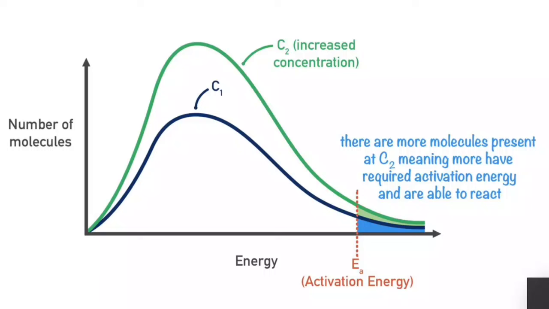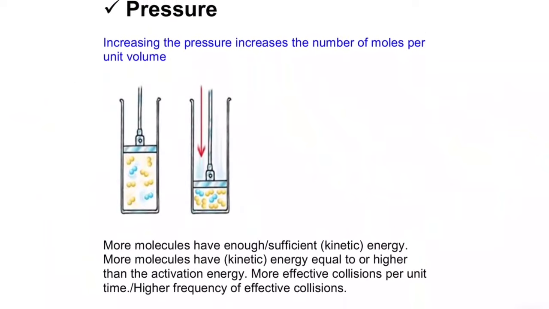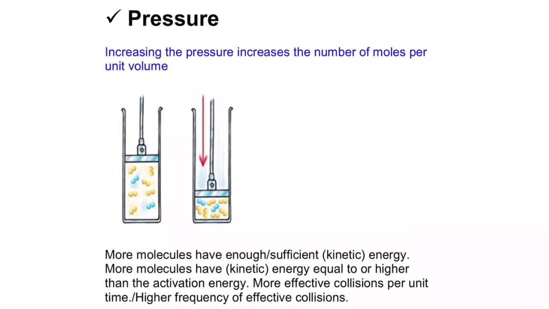So we're going to have more molecules with EK greater than or equal to the activation energy, and consequently more effective collisions per unit time, and the rate of reaction increases. So you increase the temperature, rate of reaction increases. You increase the concentration, rate of reaction increases. And then when you increase the pressure, the rate of reaction also increases.